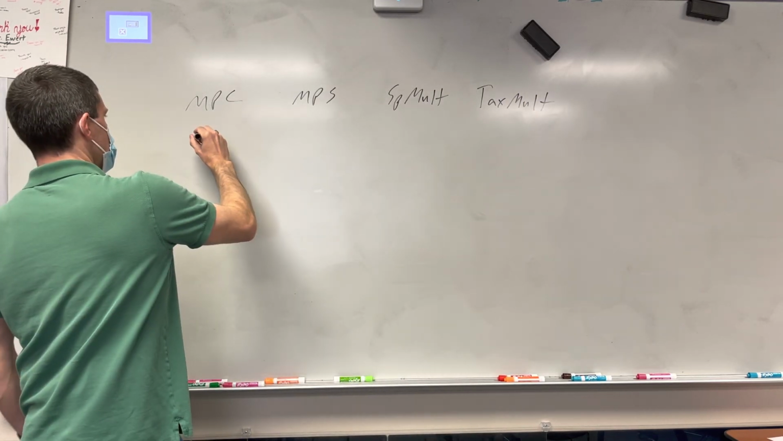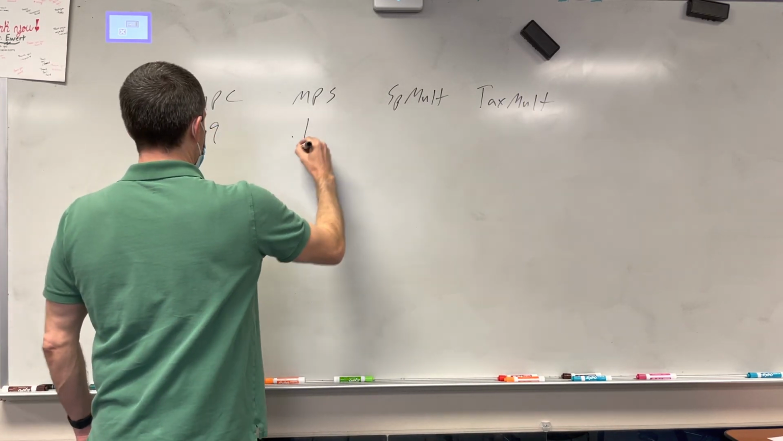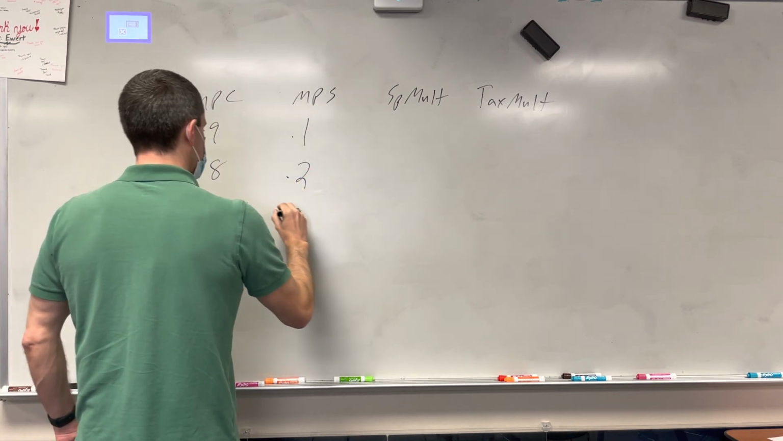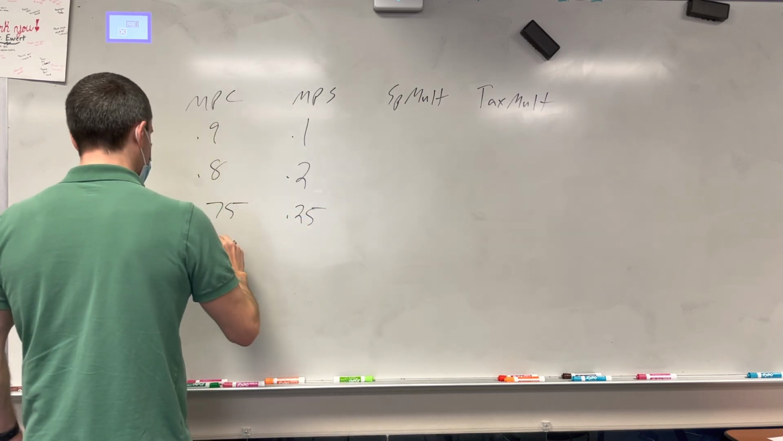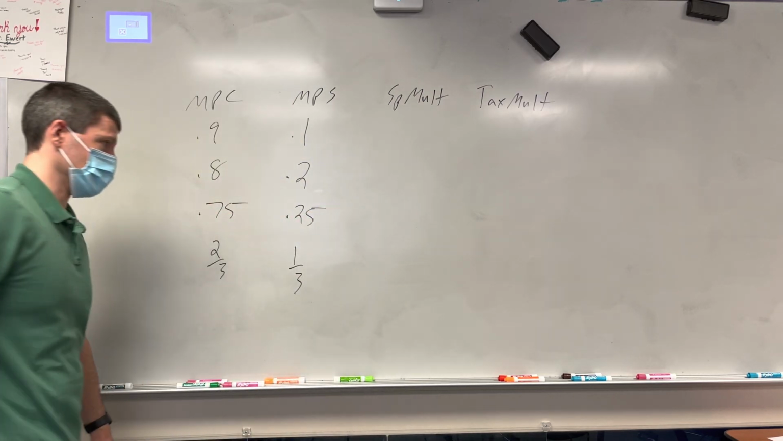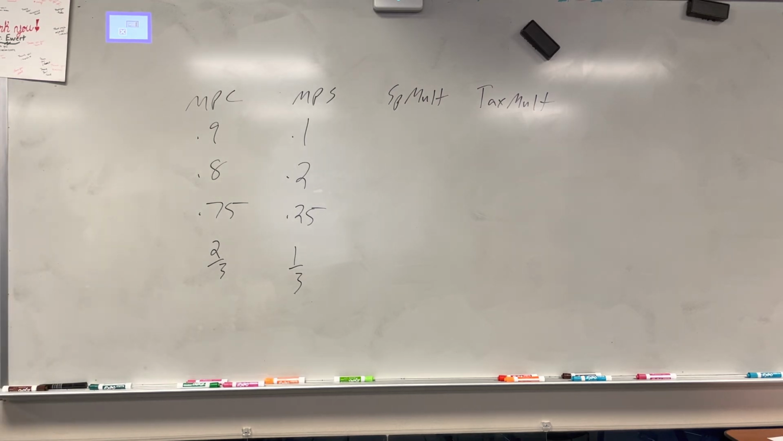Okay, so the MPCs you'll see are 0.9 and 0.1, 0.8, 0.2, 0.75, 0.25, and you might see 2/3, 1/3. It's a little bit more unusual, but it'll happen. All right. And the reason they use these is because they make multipliers really easy.